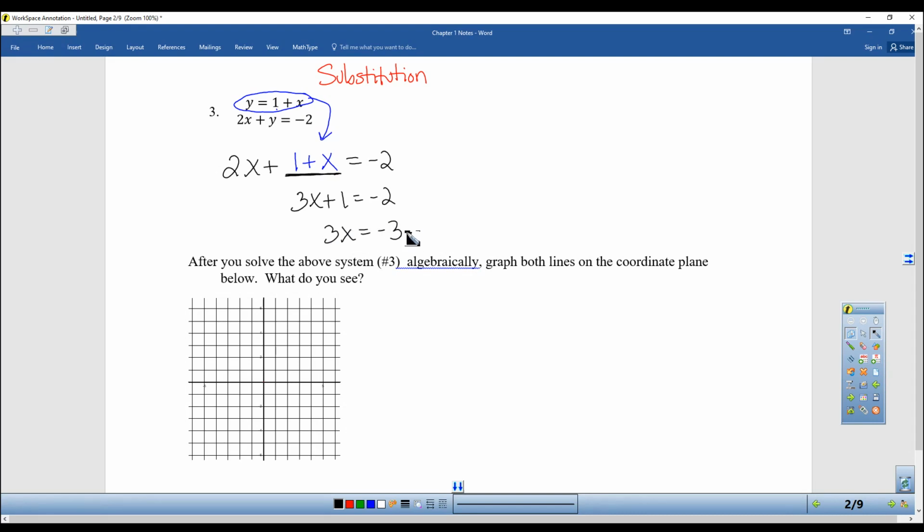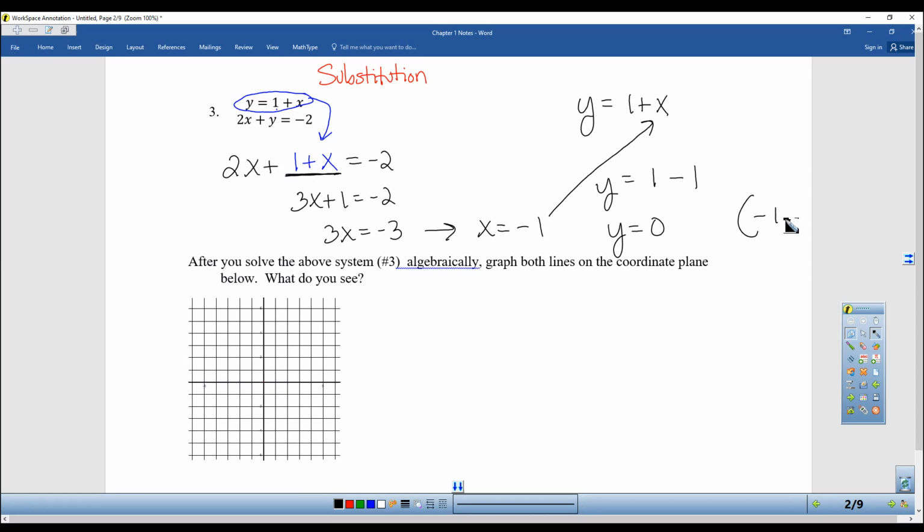3x is equal to negative 3. X is equal to negative 1. You still have this final step of going back and finding y. Y is equal to 1 plus x. So now I can substitute that in there. Y is equal to 1 minus 1. And I get y is equal to 0. And your final answer then would be negative 1, 0.